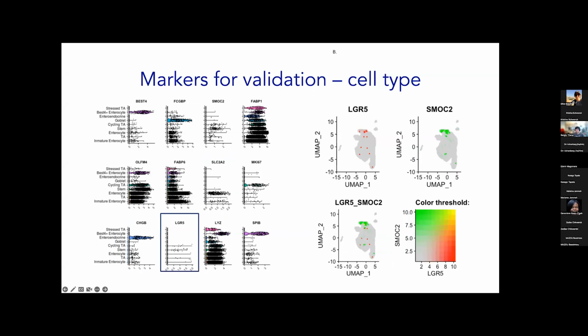And then I can also do mapping of multiple genes. For example, the stem cells here should be high in LGR5 and SMOC2. I can see that both of them are present there, so likely this population here is stem cells.